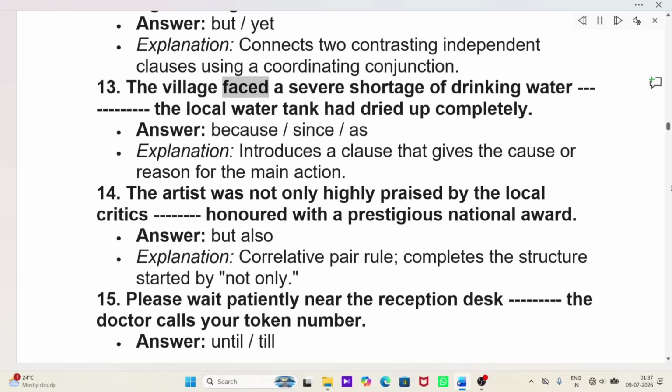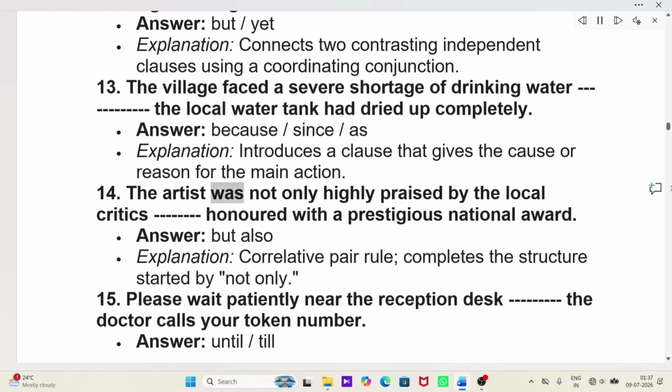13. The village faced a severe shortage of drinking water. The local water tank had dried up completely. Answer: because / since / as. Explanation: introduces a clause that gives the cause or reason for the main action.